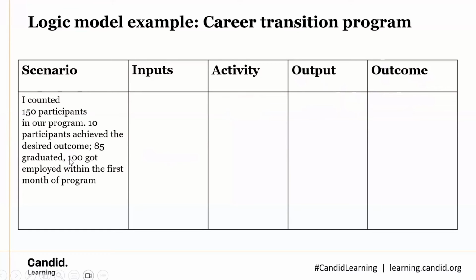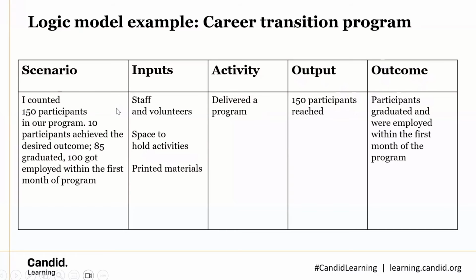Okay, one more. This was a tutoring program. Again, staff and volunteers, space, printed materials, those are typical inputs. The activity is that you put this program on. The output is how many people reached, and then the outcome is how many graduated and were employed within the first month of the program. And you will get a copy of these slides to compare this.